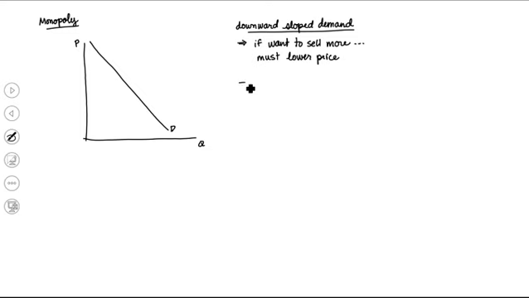Now, let's talk about price for a second.